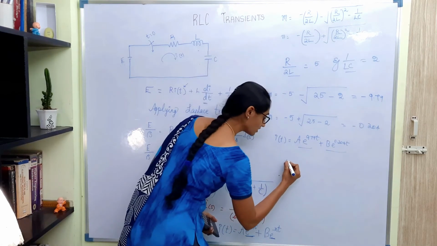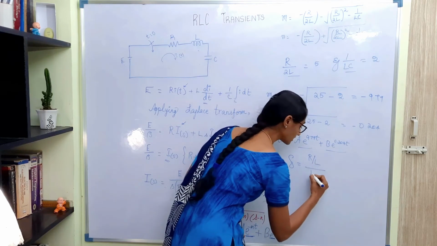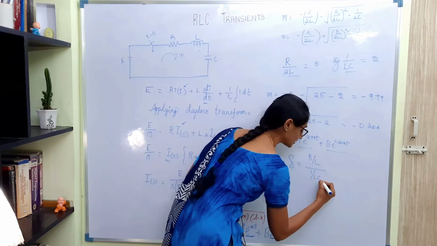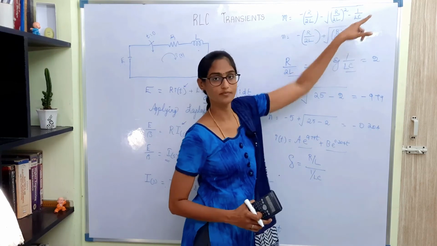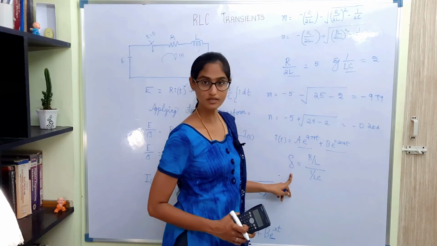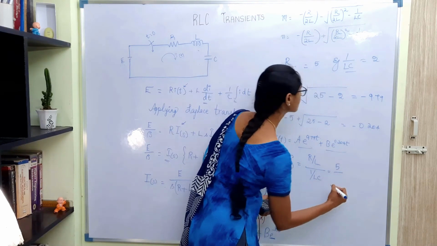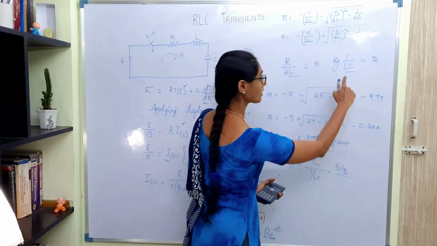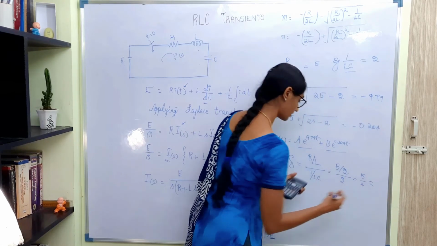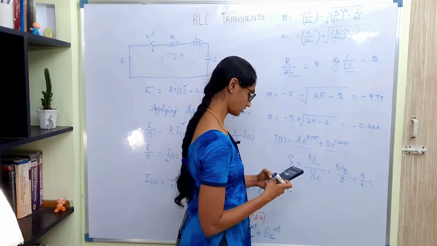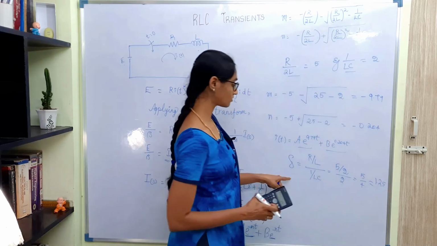The damping ratio is defined by the actual damping, which is R by L, divided by the critical damping, which is 1 by LC. R by L is nothing but twice this term, and 1 by LC is this term. So in order to find out the damping ratio, we need to calculate this, which will be 5 divided by 4, which is 1.25.